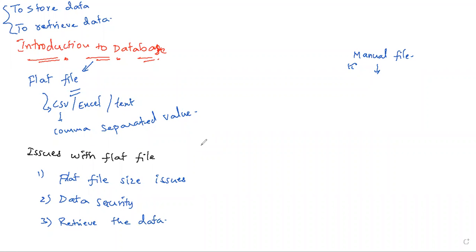What is there in the flat files, like a CSV file or Excel file or text file? So that is one of the issues we have. Next, retrieving of data. Whatever data we want from the flat files, to access those values will be difficult. And here we are not maintaining indexes, so processing will be more slow.